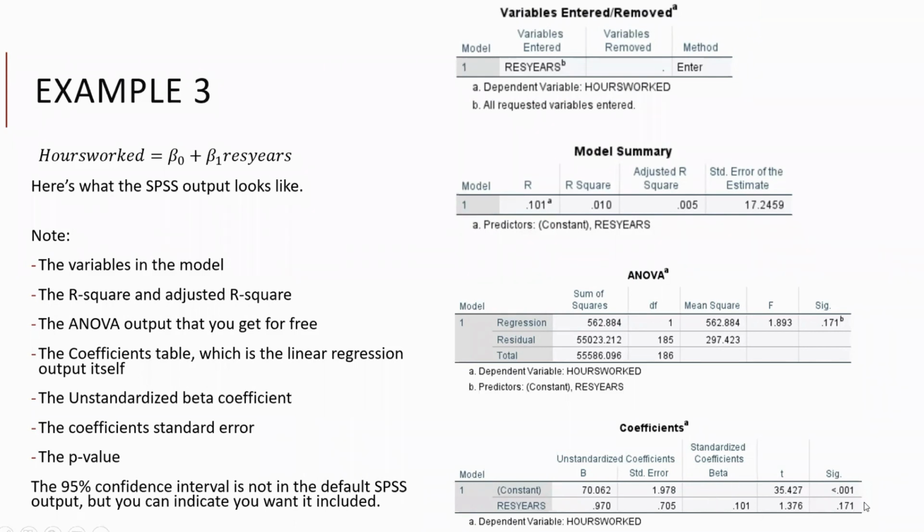But do we believe this? No, because of the p-value for the resident years. The p-value is greater than 0.05. And what is 0.05 called? The alpha value. That is our threshold value. Anything greater than that, we will fail to reject the null. Yes. Fail to reject the null.